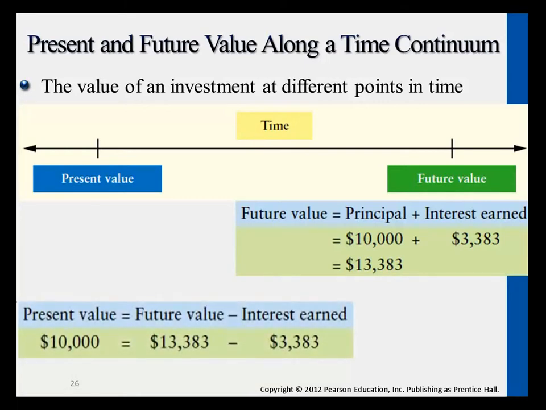Let's look at the numbers. Our principal, we said, is 10,000. Hypothetical interest earned is 3,383. That's from the past slides, so let's not focus on this. We calculate that the future value, if we invest this $10,000, is $13,383. For me to calculate my present value, I'm going to take the future value and subtract interest earned.